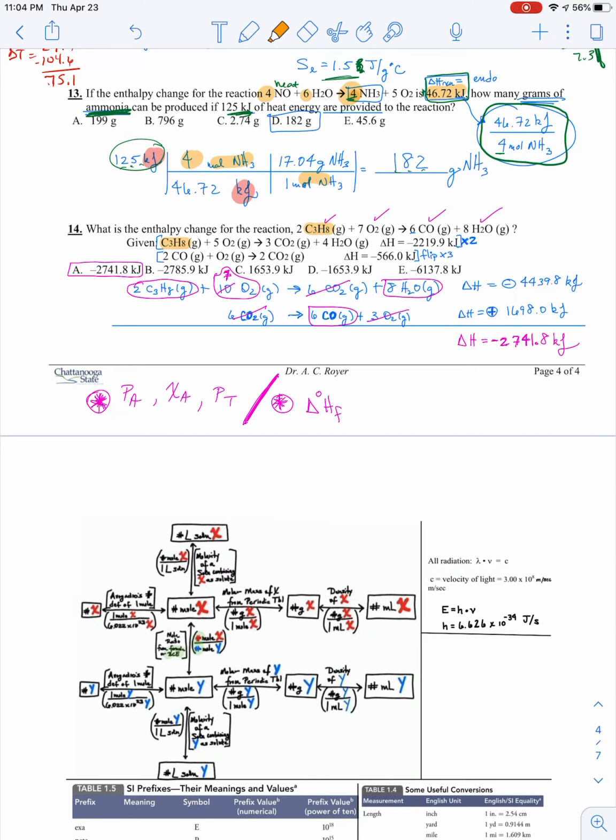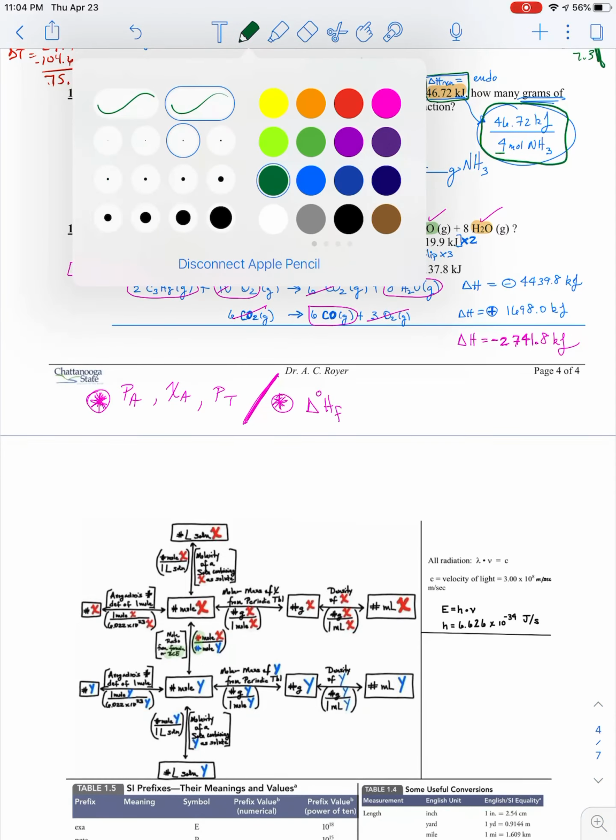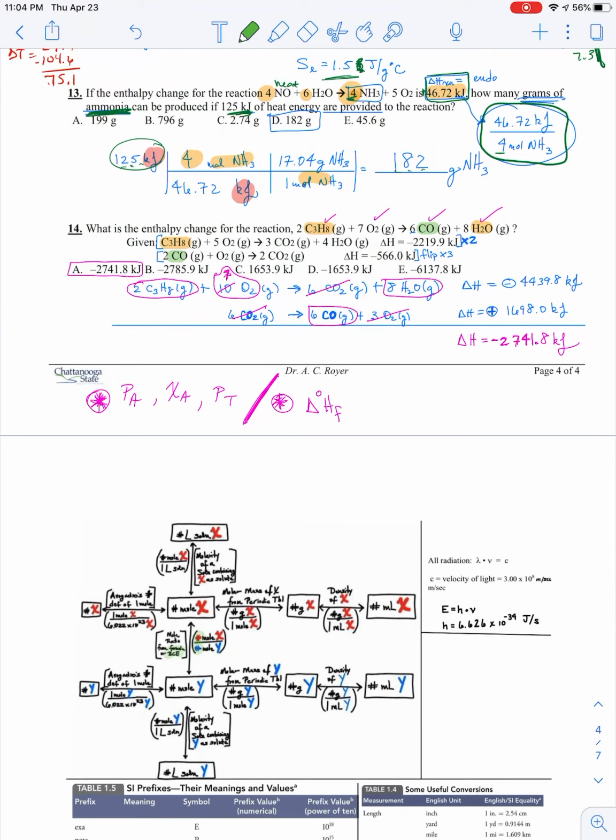First I'm going to look at this one. Is it in the right spot? Yes, it's in the right spot. Let's check my CO. Is it in the right spot? No, it's in the wrong spot. But my water's in the right spot. So for the CO, down here is the flipped CO. You see how they're flipped? This is now a product.